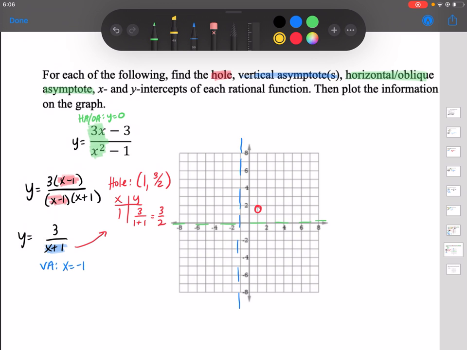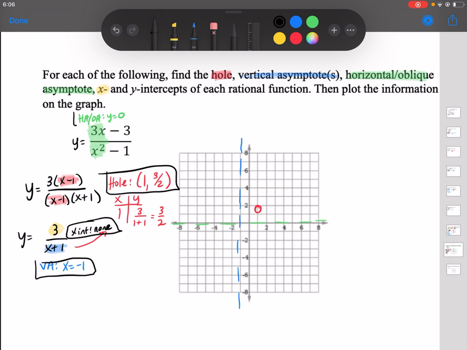And then let's do our x-intercepts. So the x-intercepts, there are actually none of those because there's no x on top. So I'm going to circle all the stuff we need. And then last but not least, our y-intercept is going to be this right here. So our y-intercept is negative 3 over negative 1, or positive 3. So I'm going to go right here at positive 3.